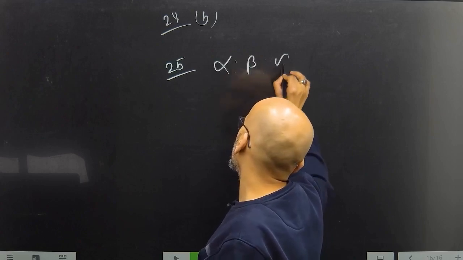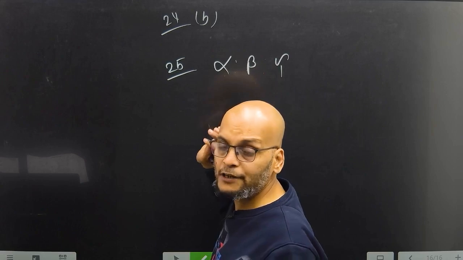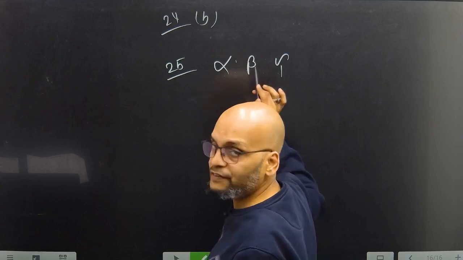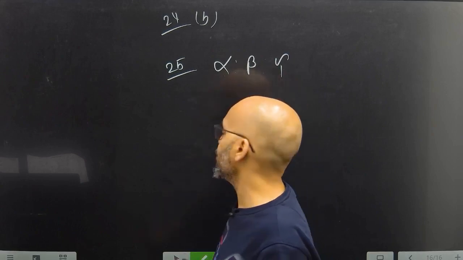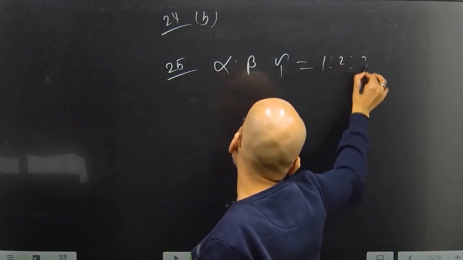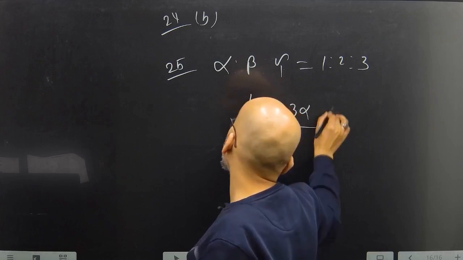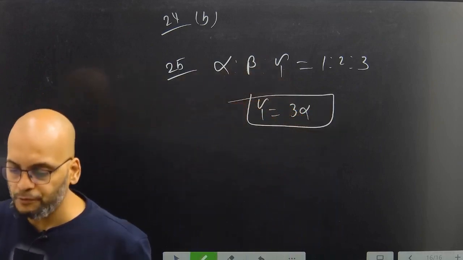We know alpha is the coefficient of linear expansion, beta is the coefficient of areal or superficial expansion, gamma is the coefficient of cubical or volume expansion. The relation is 1:2:3. So, gamma is equal to 3 alpha. Option B.